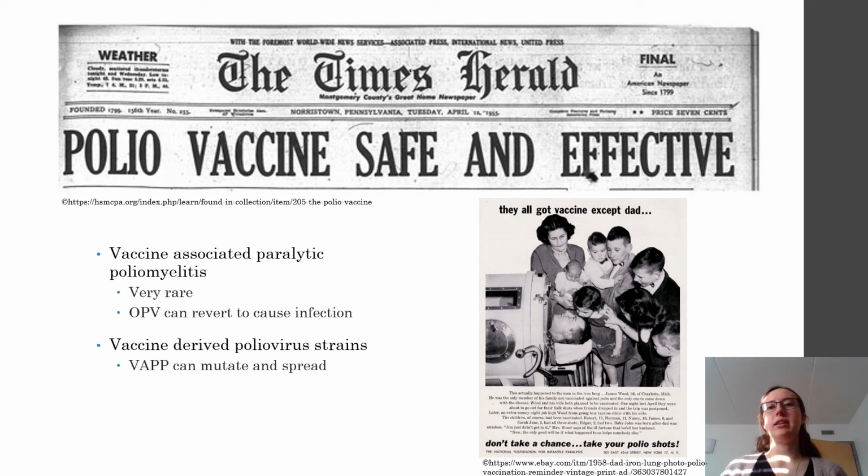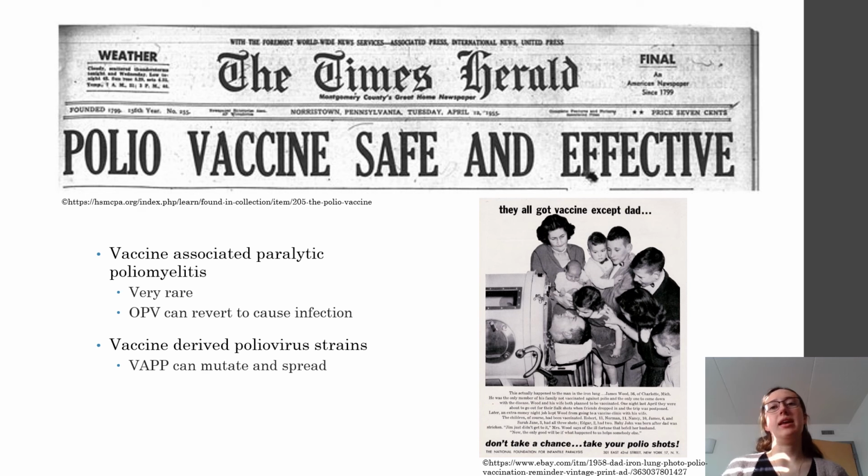So, some vaccine controversy. The polio vaccine is safe and effective, as you can see in the headline from the Times Herald in the 1950s when it came out. But they were still advertising a lot in the 1950s to try to encourage people to get vaccinated, since there was some hesitancy. This is because the oral polio vaccine can cause paralytic polio, but it is very, very rare.